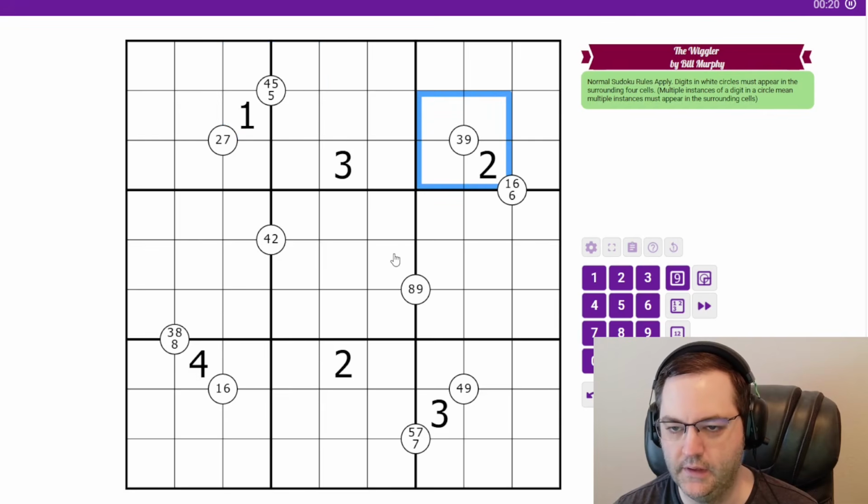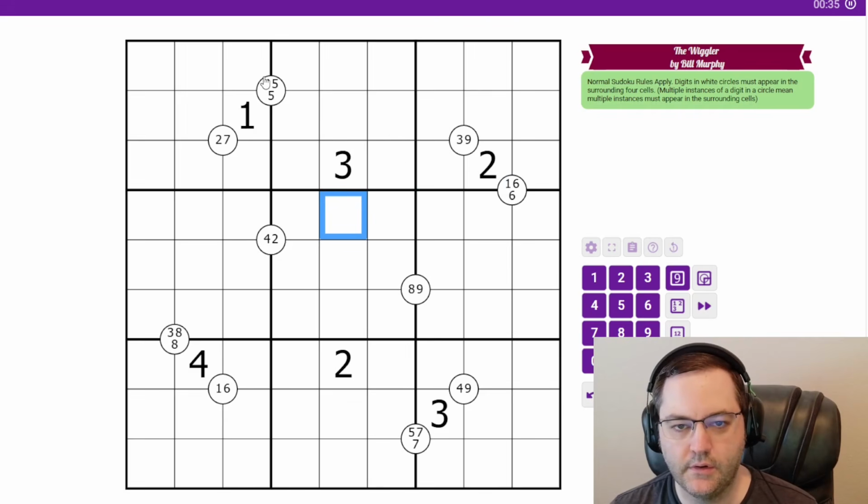These circles must contain a 3 and a 9. Now, we don't know what the other digit is here. We have a 2, but we don't know what the 4th digit is. That's okay. What matters is there's a 3 and a 9 there. But those are the rules. So let's get started going around these clues.